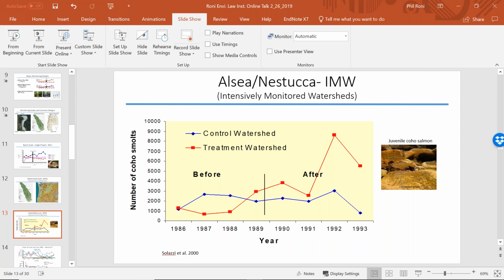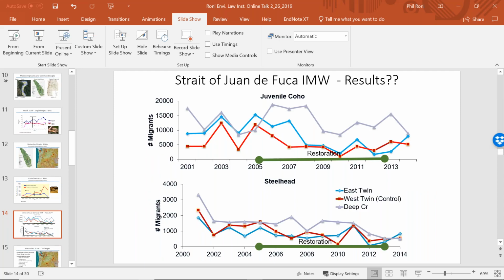So this was a very well-designed, intensively monitored, what we call an intensively monitored watershed study, that was very successful. I've been involved in a couple of others of these that have not been as successful, and this is an example of some data from one for coho salmon and steelhead trout numbers on some watersheds that flow into the Strait of Juan de Fuca, which is just extreme northwest Washington, just across from Canada.